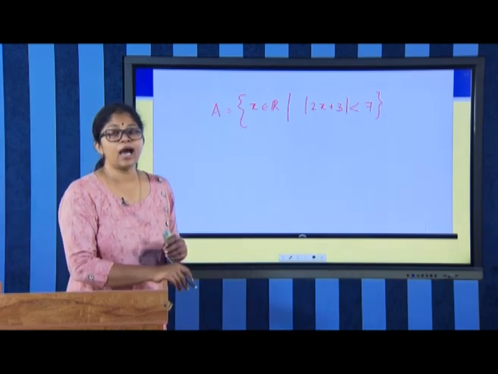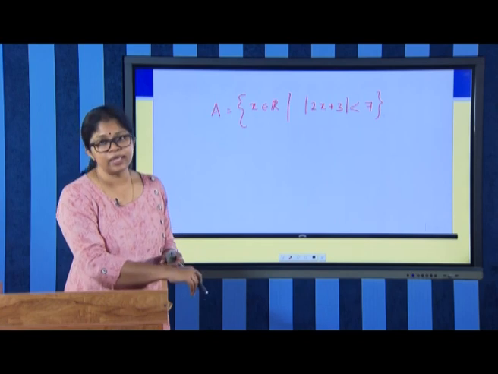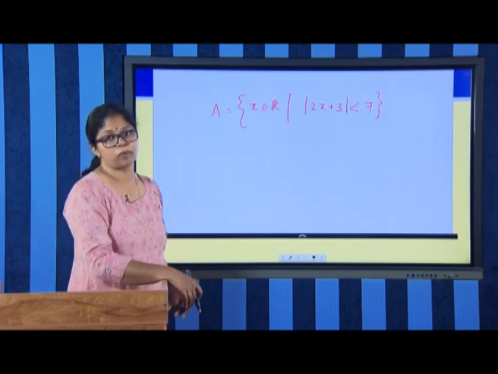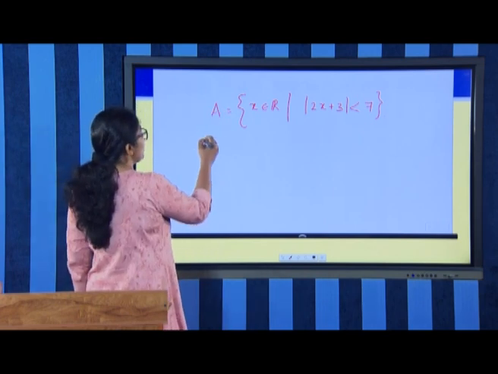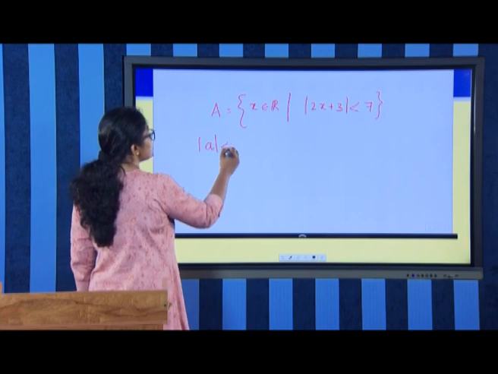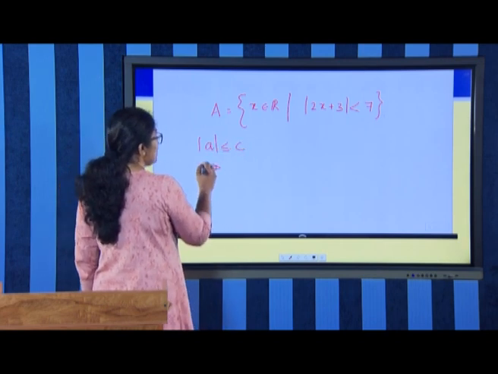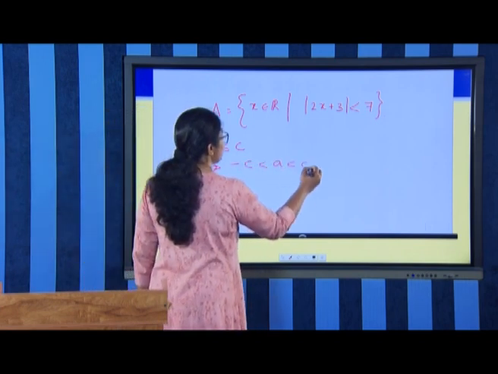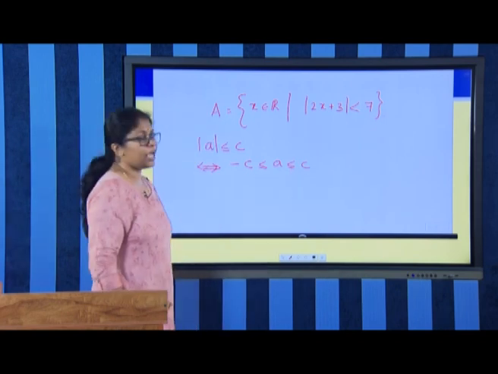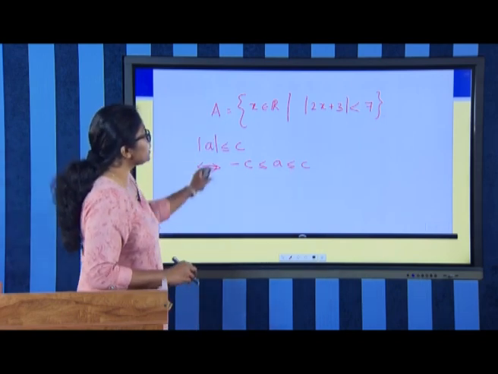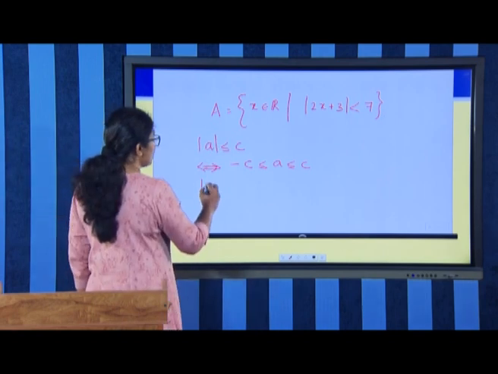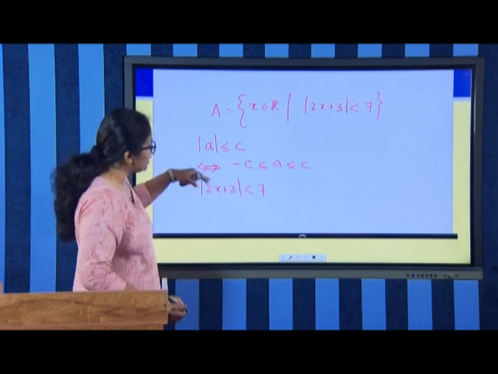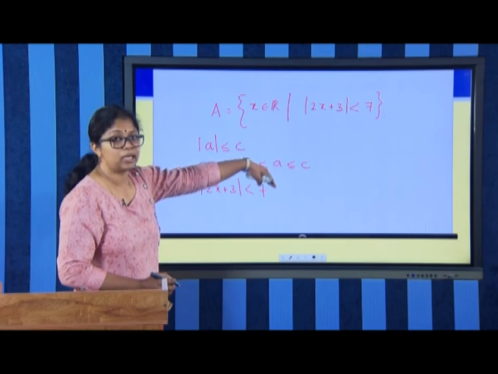So, let us see how we can apply the theory that we have been discussing so far to do the practical problems or to find the solution of problems. So, just now we have seen a result, modulus of A is less than or equal to C is equivalent to writing negative C less than or equal to A less than or equal to C. Now, you look at the question given. We are given modulus of 2x plus 3 is less than 7.